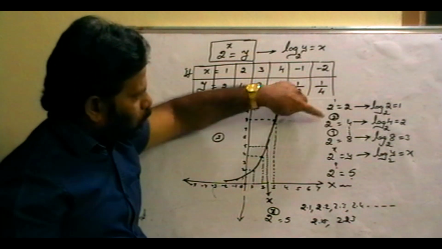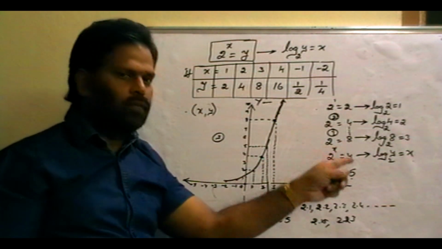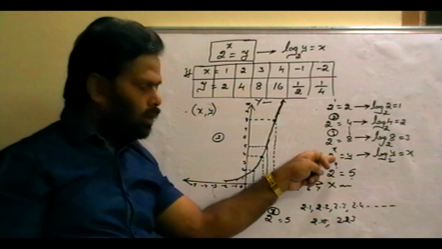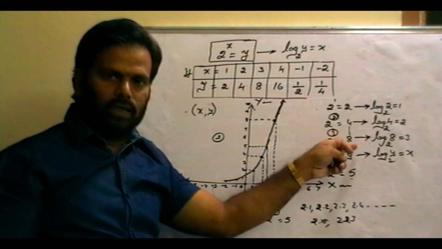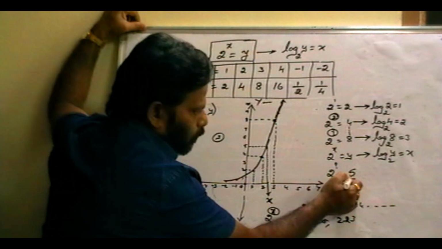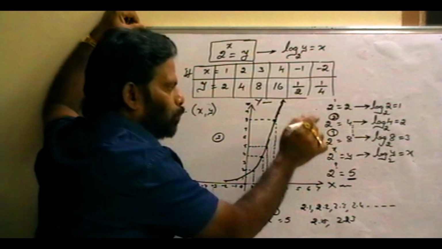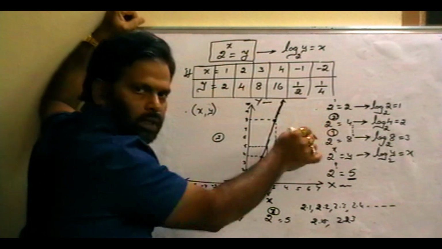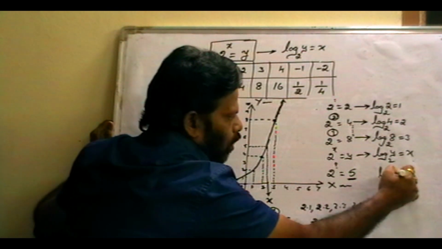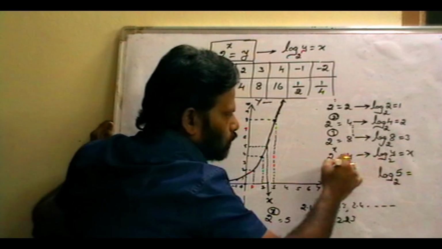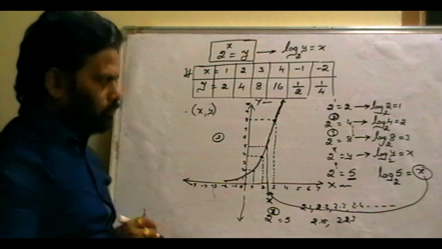Right? So 2 square is equal to 4, 2 cube is equal to 8. But we should find 2 power how much is equal to 5. 2 square is equal to 4, 2 power 3 is equal to 8. So the value 5 lies between 4 and 8. So compulsorily the power also lies between 2 and 3. Therefore log 5 to the base 2 is equal to that x. That x value lies between 2 and 3.